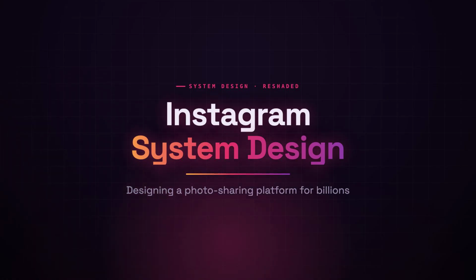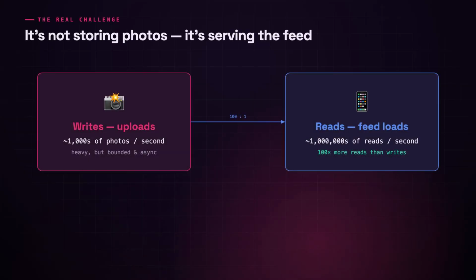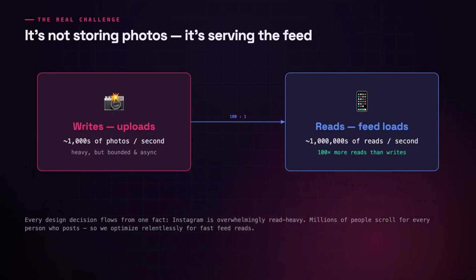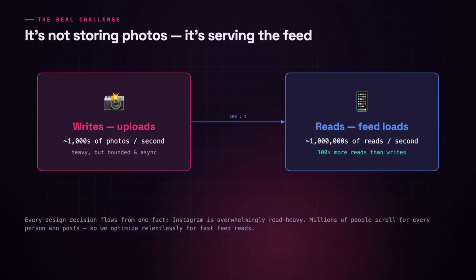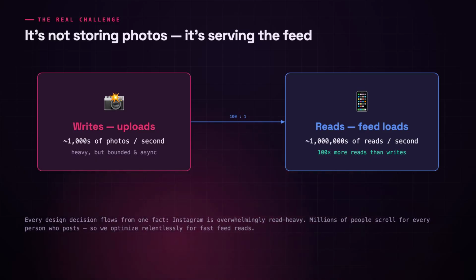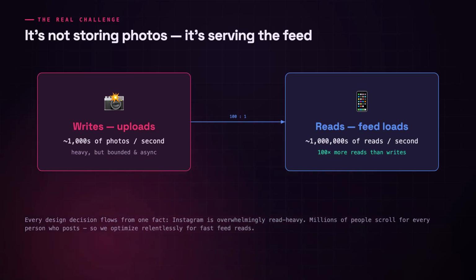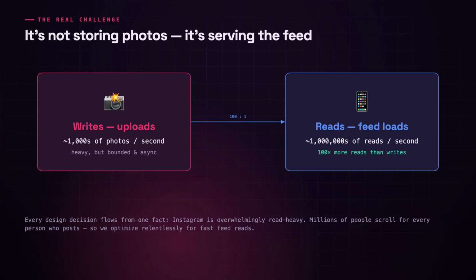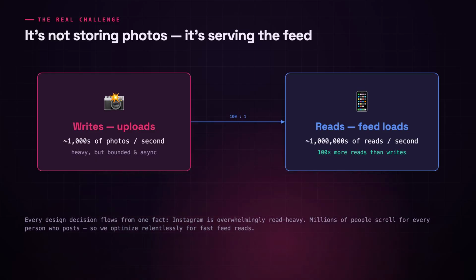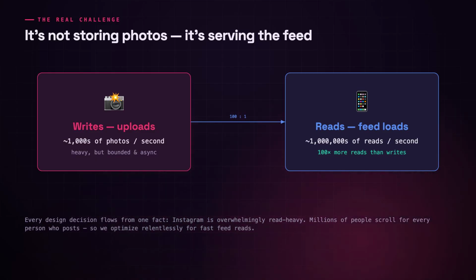Let's go. First, the single most important insight. The hard part of Instagram is not storing photos, it's serving the feed. For every person who posts a photo, millions of people are scrolling and reading. The system is overwhelmingly read-heavy, often 100 reads for every single write. So our entire job is to make feed reads blazing fast, even if that means doing extra work when someone posts. Keep that ratio in mind because every decision flows from it.